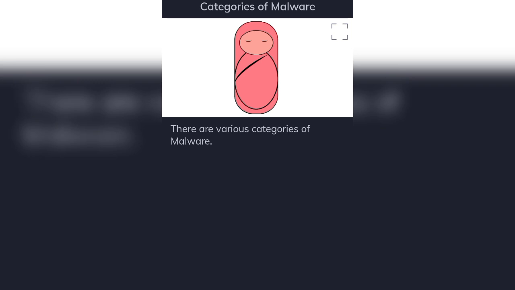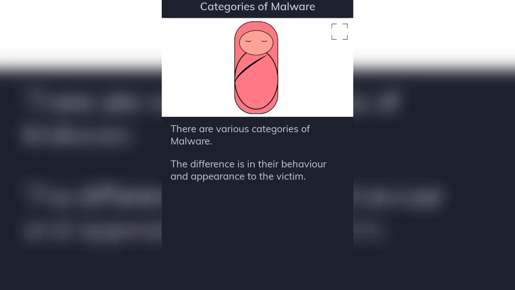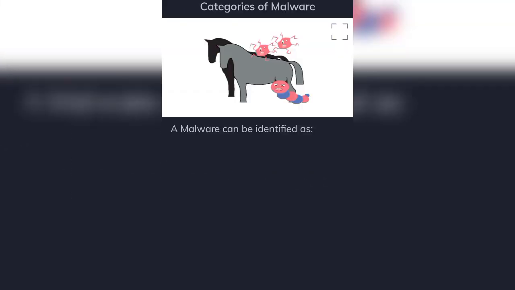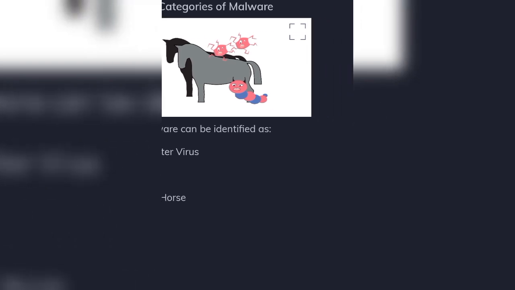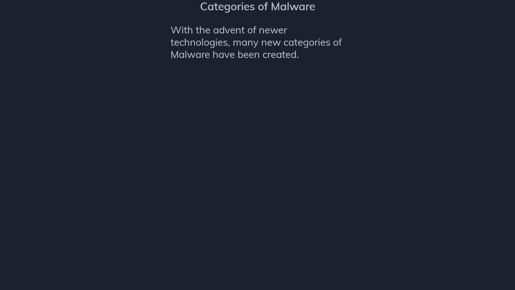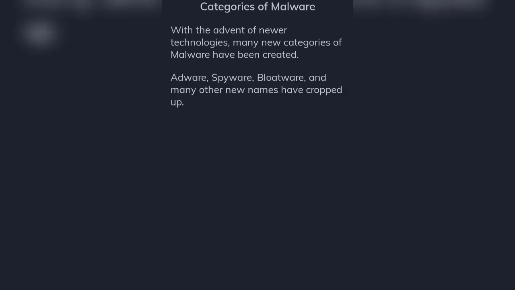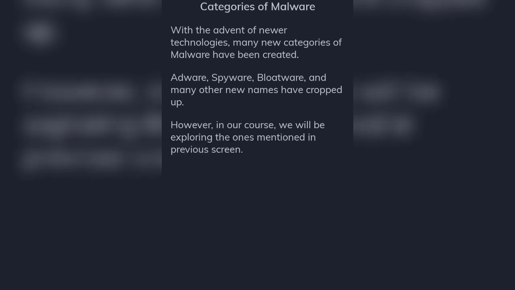There are various categories of malware. The difference is in their behavior and appearance to the victim. Let's have a quick look at these types. A malware can be identified as a computer virus, worm, or Trojan horse. With the advent of newer technologies, many new categories of malware have been created. Adware, spyware, bloatware, and many other new names have cropped up. However, in our course, we will be exploring the ones mentioned on the previous screen.